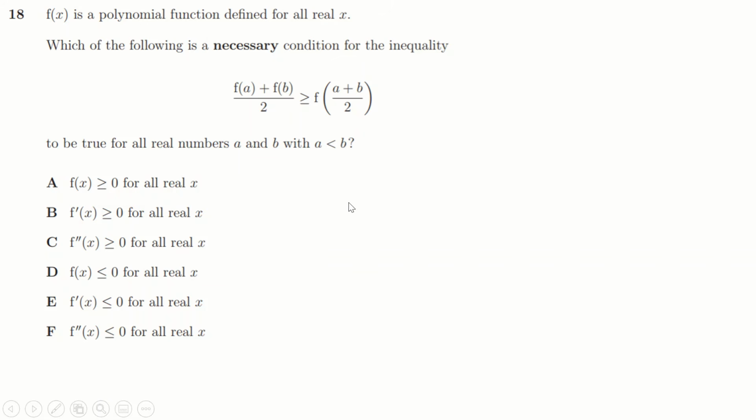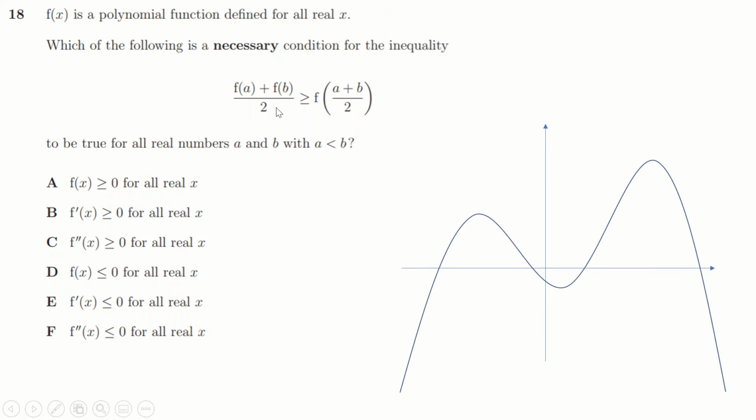Question number 18. This is quite a tough question as well. I think the only way to do this is to probably draw it. So here's a function. It's a polynomial, so it goes up and down a bit. Let's call this a and this b. Now, if this is a, I did this a bit before, but if this is a, then this is defined to be f of a. And if this is b, then this is f of b.